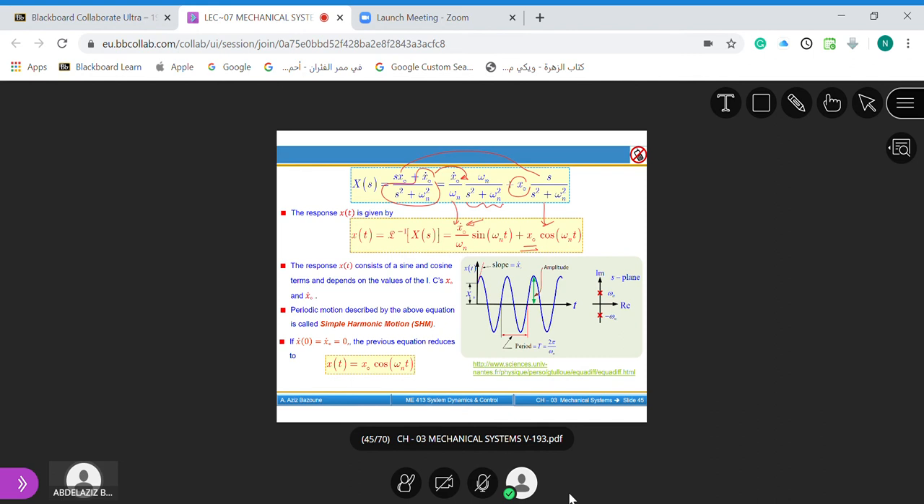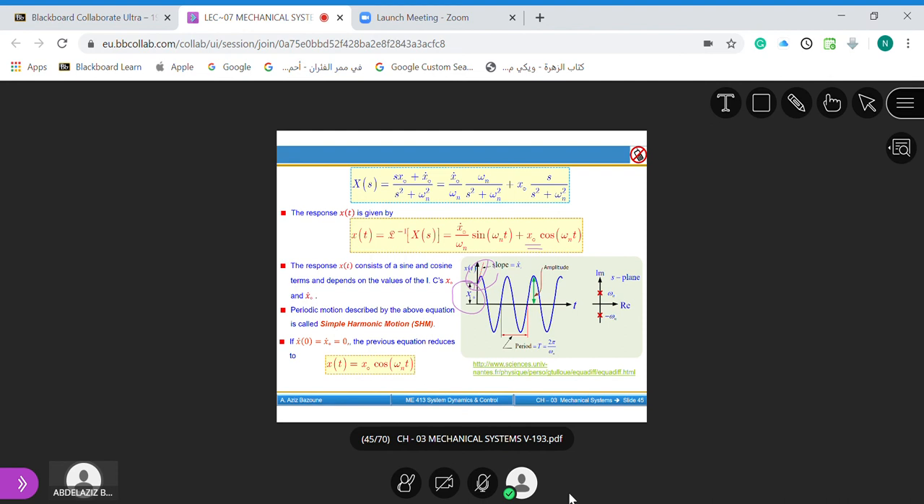If you draw your response, it will be something like this. If any one of these is 0, for example, if you have x0 equal to 0, you will have a sine term. If you have the initial velocity 0, you will have a cosine term. So for example, if we take x dot 0 equal to 0, this term will be 0, and we end up having x0 cosine omega n t. This will give you x0, the original position, and the slope will be here. This is x dot naught, the slope at this point. This is the original value x naught, at time t equal to zero, and this is the slope at time t equal to zero.